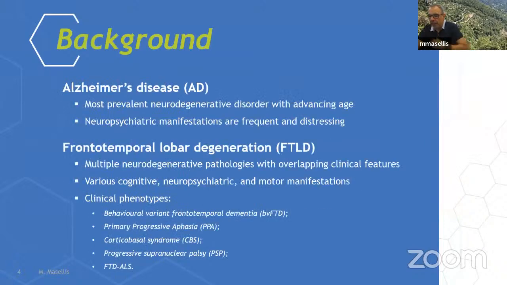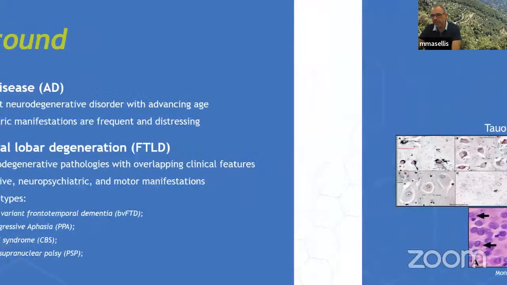So in terms of background, Alzheimer's disease is the most prevalent neurodegenerative disorder with advancing age, and neuropsychiatric manifestations are frequent and distressing. Frontotemporal lobar degeneration is also very common. It consists of multiple neurodegenerative pathologies with overlapping clinical features. There are various cognitive, neuropsychiatric, and motor manifestations, and the clinical phenotypes can range from behavioral variant FTD to primary progressive aphasia, the corticobasal syndrome, PSP, and FTD with ALS.